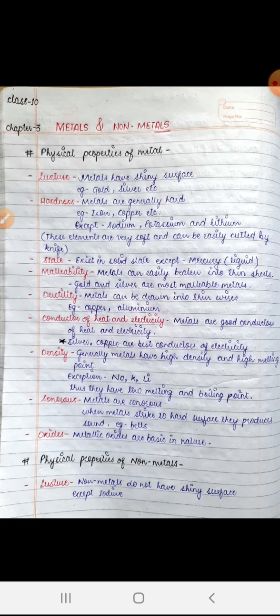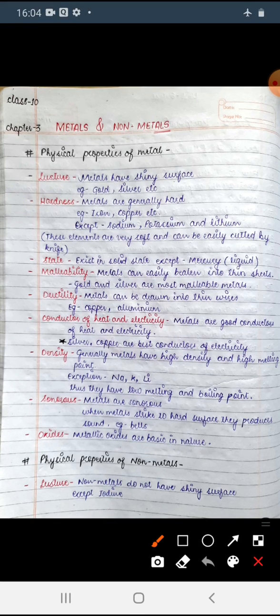In the same manner, we are going to discuss the physical properties of non-metals. Okay. So see, physical properties of non-metals. First is luster. Now start comparing these physical properties of metals and non-metals. Luster. Non-metals do not have shiny surfaces, except iodine. Iodine has a shiny surface. Iodine is the only non-metal which has a shiny surface.